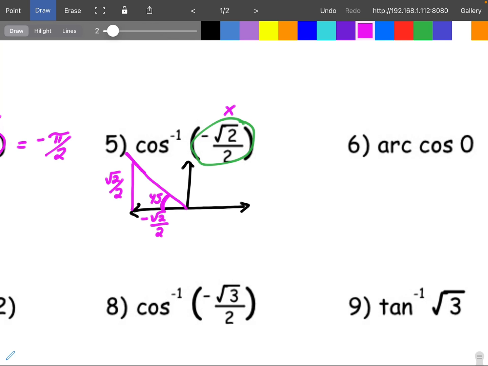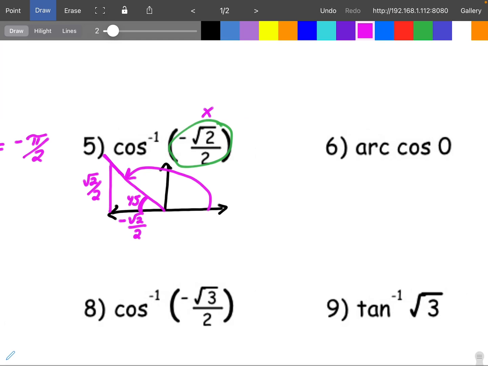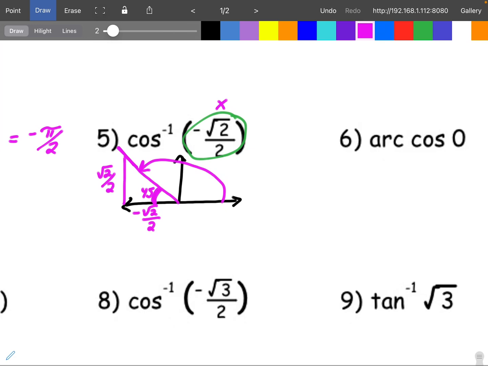Now, what's the radian value of this angle right here? Well, remember, we're going to start at 0, and we're going to rotate around until we get here. So how far would that be? Well, if the reference angle is 45, that's pi over 4. So think, if this is pi over 4, then we are pi over 4 short of half a rotation, which is pi. So what radian value is that going to be? That's going to be 3 pi over 4.